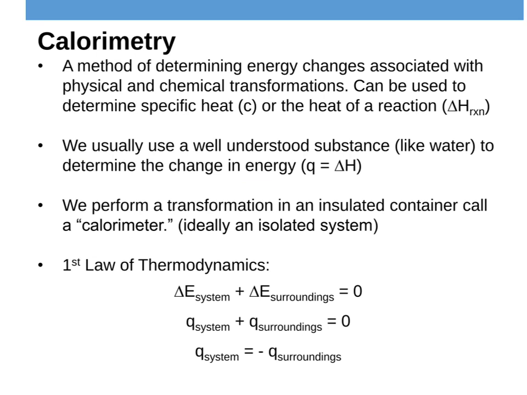It's a method of determining energy changes associated with physical and chemical transformations. Physical being like temperatures going up and down, or phase changes like melting or boiling. And then chemical transformations like a reaction, like combusting something or hydrogenating something, or any kind of chemical reaction, really. This can be used to determine the specific heat or the heat of a reaction, the delta H reaction. And I'm going to show you in this video how to do both of these calculations.